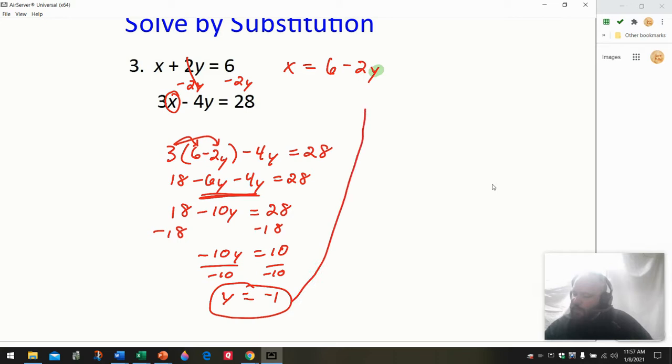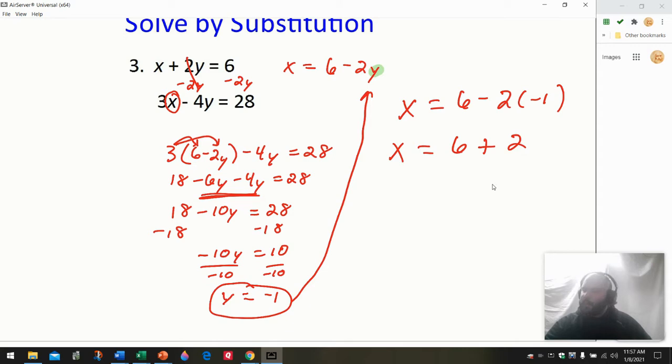So I'm going to take this negative 1. It's going to get put right in there. So x equals 6 minus 2 times negative 1. You can see the y was replaced with the negative 1. Then I have x equals 6 plus 2, because negative 2 times negative 1 is positive 2. And then I get x equals 8. And I get my answer. So there's my second answer.